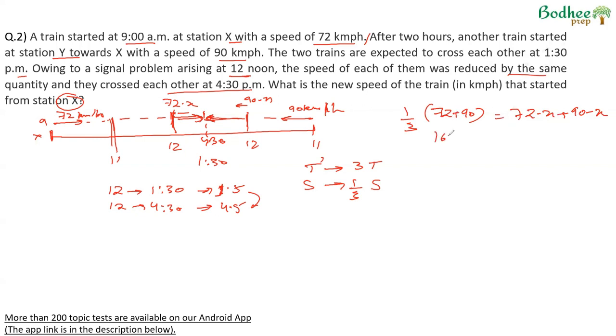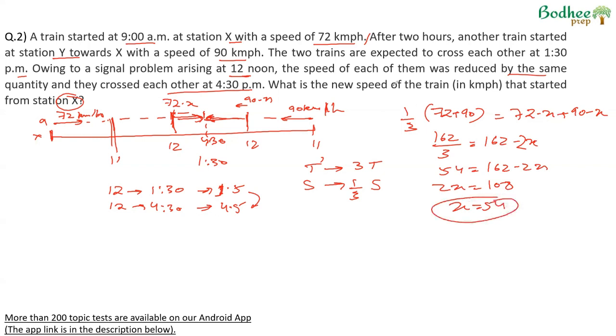162 by 3 is equal to 162 minus 2x. So this becomes 54 equals 162 minus 2x. 2x is equal to 108. x is equal to 54. And therefore, the new speed of the train that started from X is 72 minus x, which is 72 minus 54, which is 18 kilometers per hour.